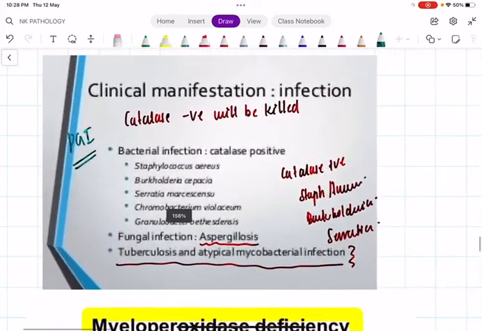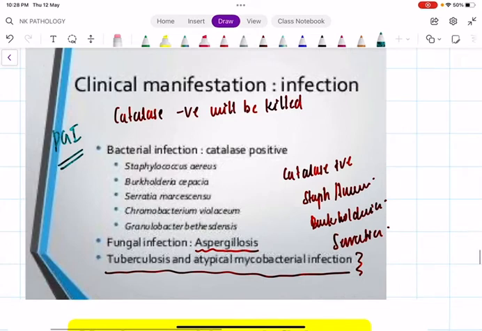In chronic granulomatous disease, catalase negative organisms will be killed, whereas catalase positive organisms are not. So in the history, there will be recurrent attacks by catalase positive organisms. What are they? Staph aureus, Burkholderia cepacia, Serratia marcescens, Chromobacterium violaceum, Granulibacter bethesdensis. Most commonly Staph aureus. They will give a history that the patient has recurrent infections by Staph aureus, a catalase positive organism, as you will learn in microbiology. The catalase positive organism cannot be killed because NADPH oxidase is defective, whereas the catalase negative organism will be killed. So there will be a recurrent attack of what?